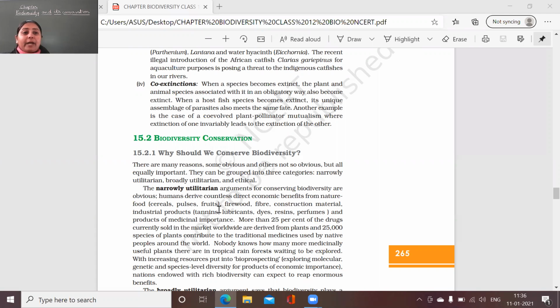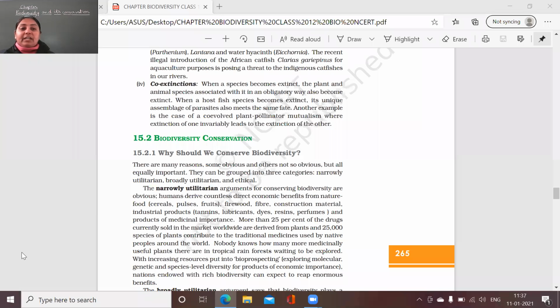These may be some of the food items such as cereals, pulses, firewood, fruits. ठीक बेटे, तो सीरियल्स, पल्सेस, फ्रूट्स, इसके अलावा हमें फायरवुड मिलता है नेचर से. We obtain different types of fibers for our clothing. If we want to construct houses, we require construction material in the form of wood, and that we obtain from trees. Okay, besides this, we also have so many things which we obtain from forest, such as tannins, lubricants, dyes, resins, perfumes. So all of these are important parts of industrial products.